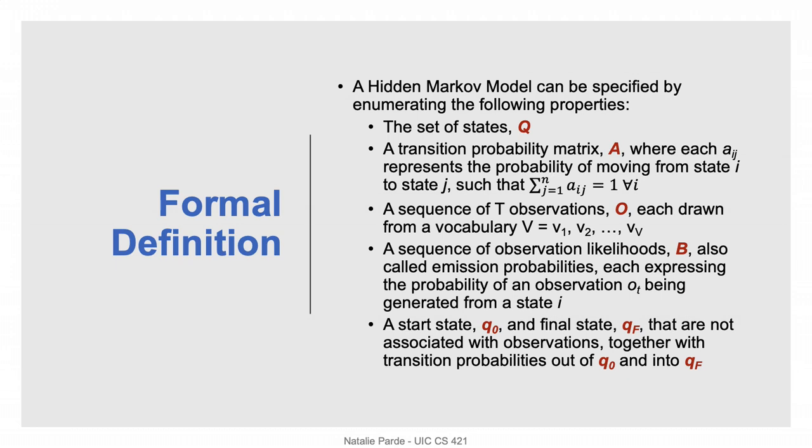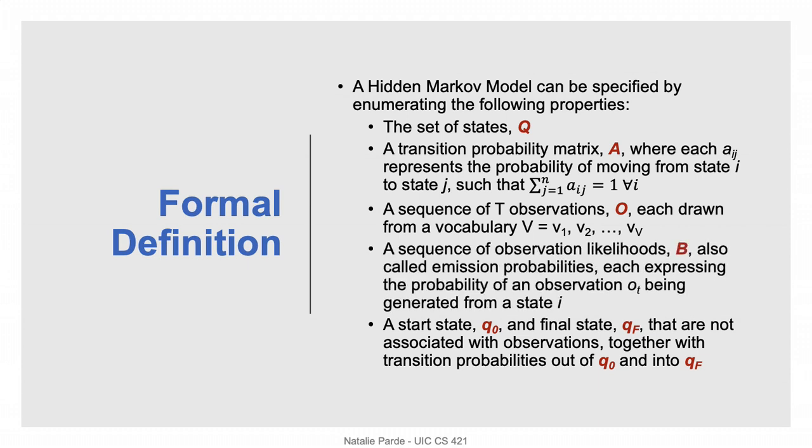HMMs can more formally be defined as having the following components: a set of states, Q, a transition probability matrix, A. This is a matrix of the probabilities of moving from one state to another. A sequence of observations, O. The observations all belong to a fixed vocabulary. So if our vocabulary contains 3 words, dog, cat, and reindeer, then we can't suddenly observe unicorn.